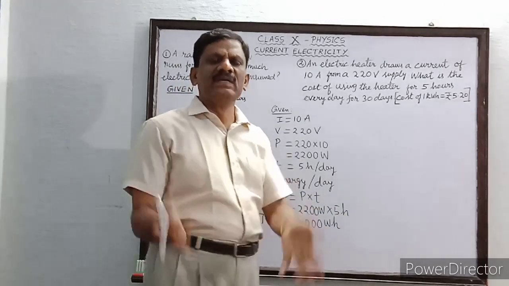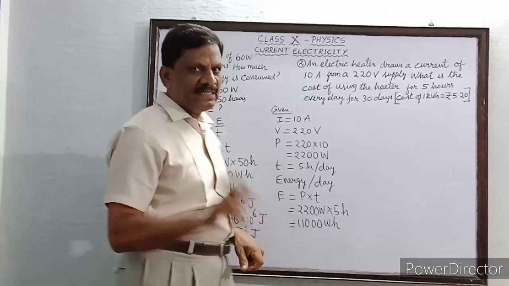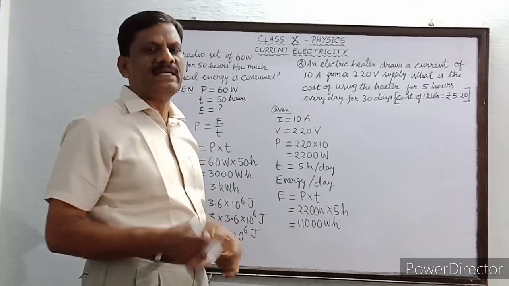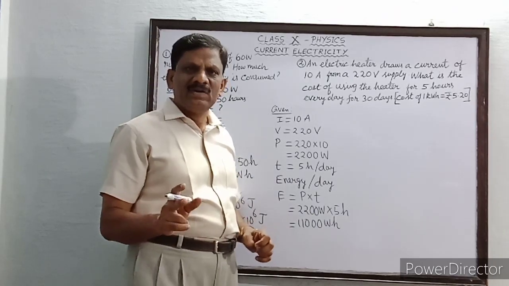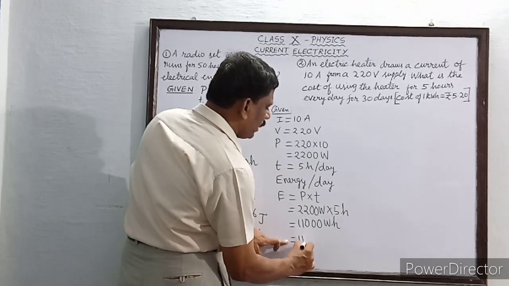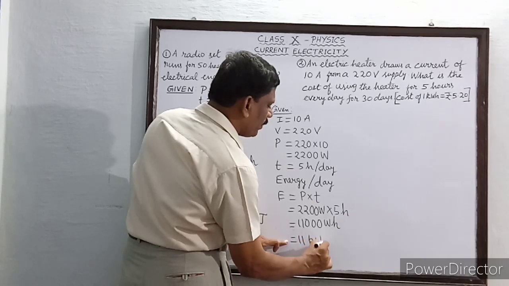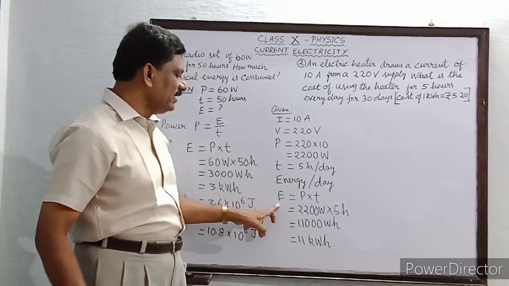So we have to convert it into kilowatt hour, which means we have to divide it by 1000. So 11,000 watt hour divided by 1000 is how much? 11 kilowatt hour. That is, 11,000 divided by 1000 is 11 kilowatt hour. Understand? So what is this E equal to?